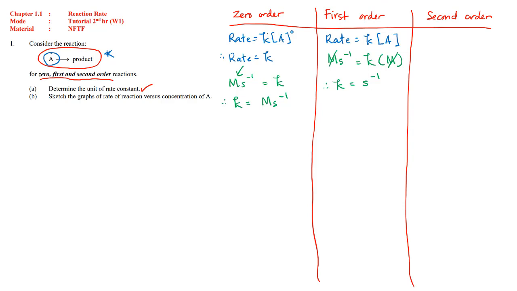Alright, if A undergoes second order reaction, the rate law is rate equals K times concentration of A power of 2. Okay, so now let's derive the unit of rate constant for second order. Molar per second equals K times molar times molar. So molar and molar is cancelled out. So bawa M tu turun ke bawah, thus the unit of rate constant K is per molar per second.